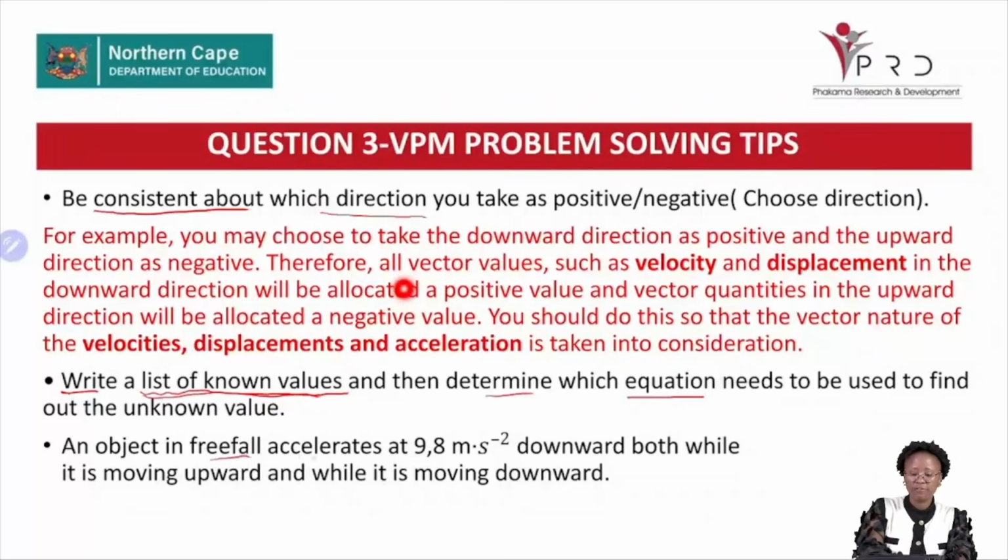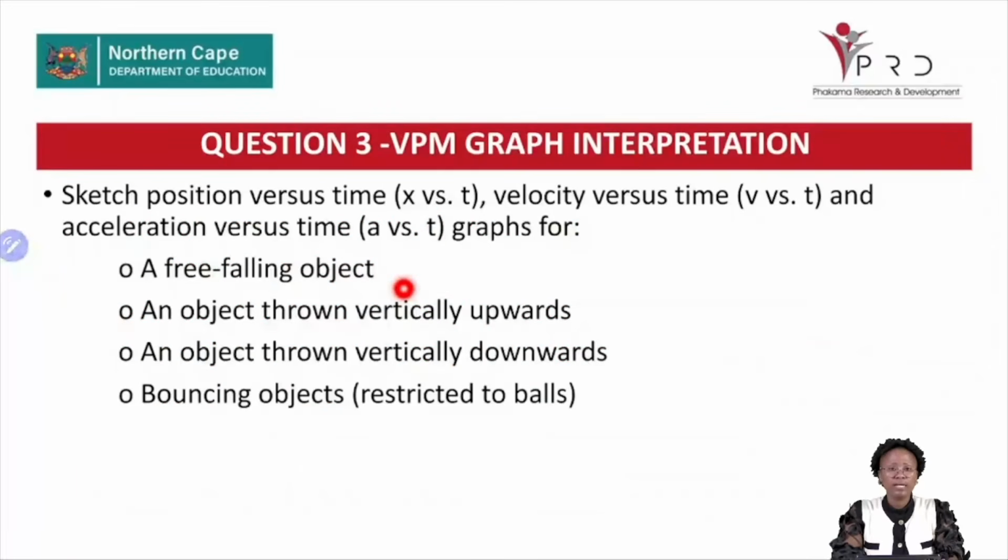An object in free fall accelerates at 9.8 meters per second squared. We've already spoken about that, whether the object is moving up or moving down. The acceleration is 9.8 meters per second squared downwards all the time. All right. Now, let us quickly look at what else you need to expect under vertical projectile motion.